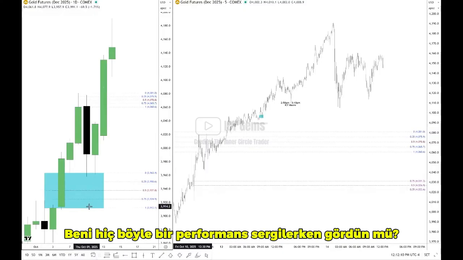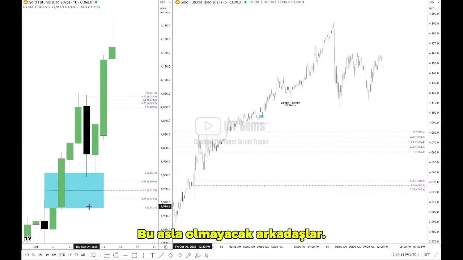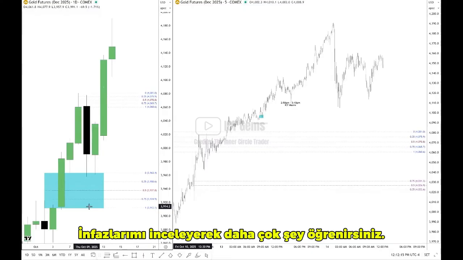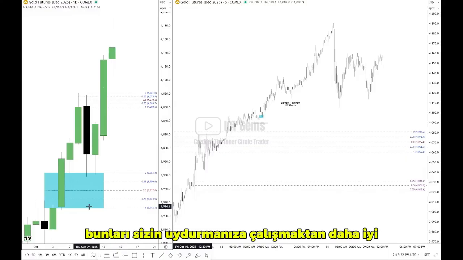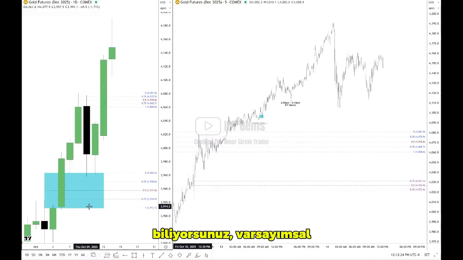Look at my trades. Do you ever see me executing like that? It's never happening, folks. It's never happening. You learn more from studying my executions than trying to come up with these hypothetical "he's doing this, he's doing that." Just look at what I'm doing. I mean, look at where I'm entering.